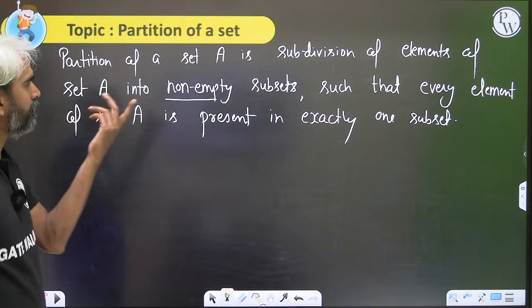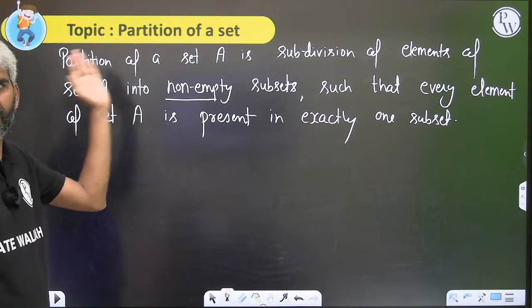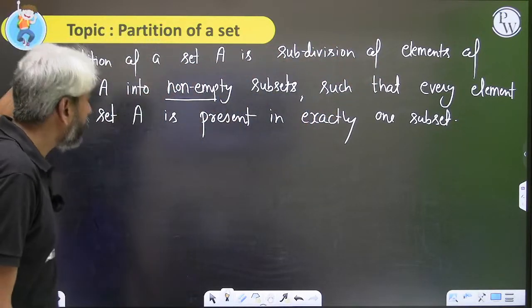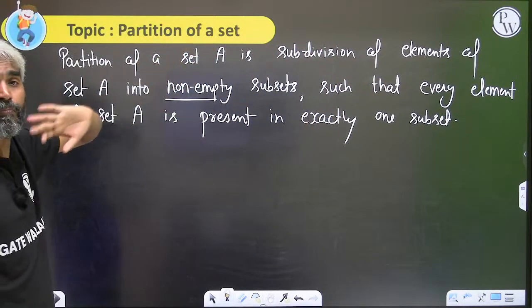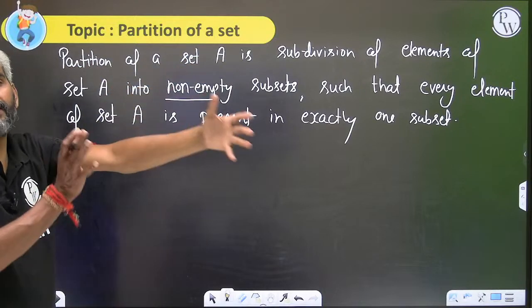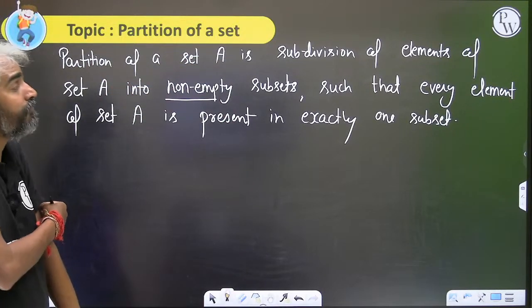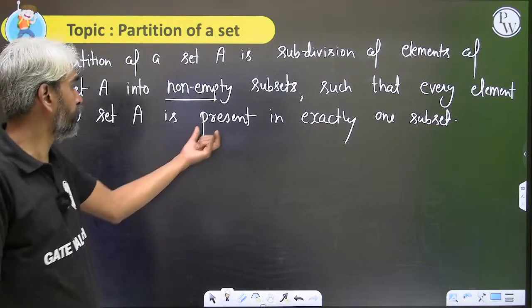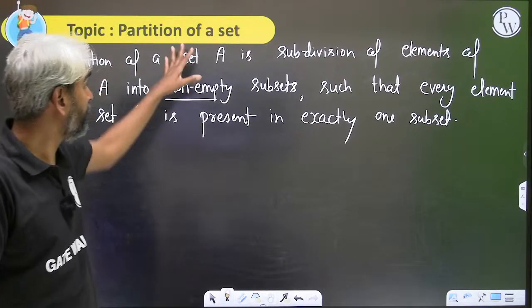Partition of set A is nothing but subdivision of elements of set A into non-empty subsets. So you need to partition the set A into non-empty subsets such that every element of set A will be present in exactly one of those subsets. So the idea is all the elements should be present.